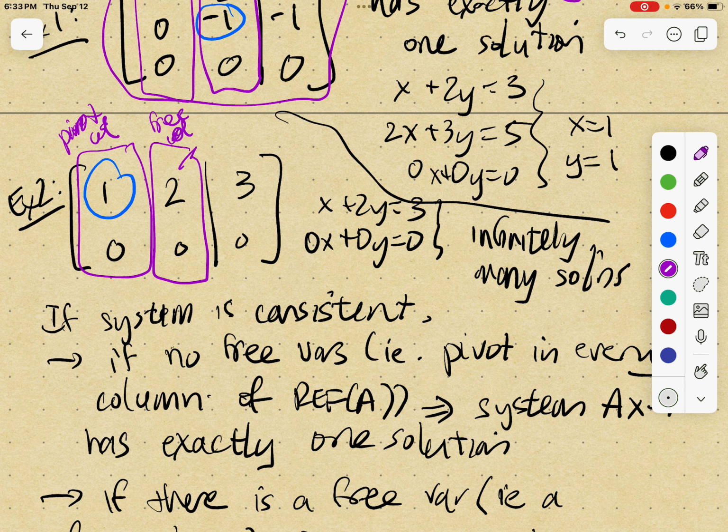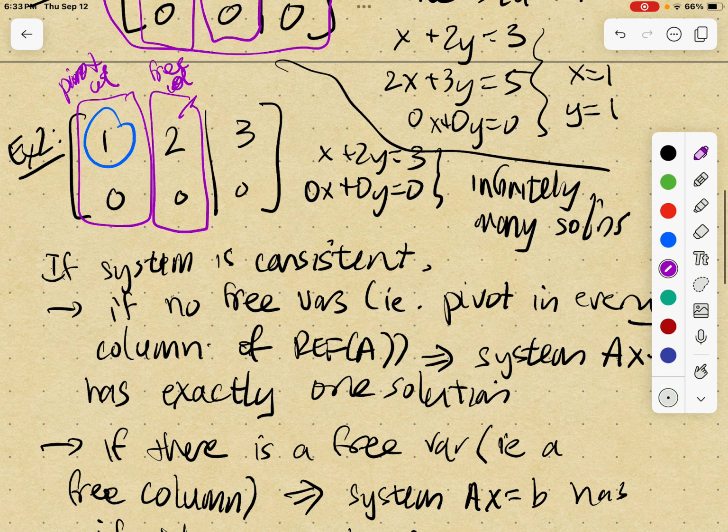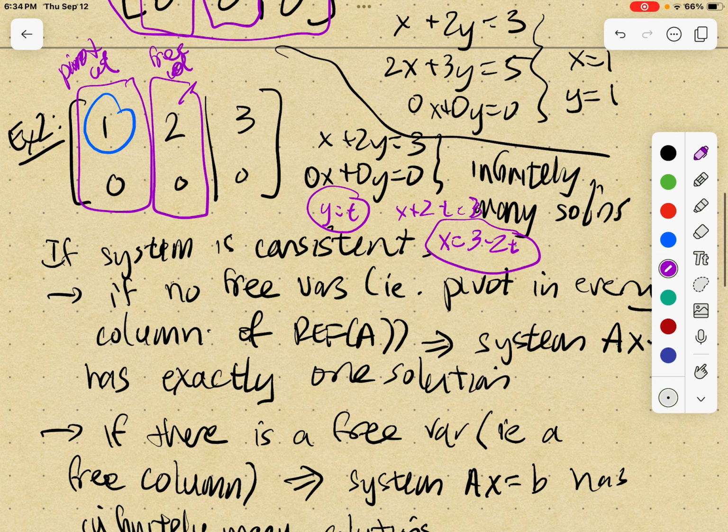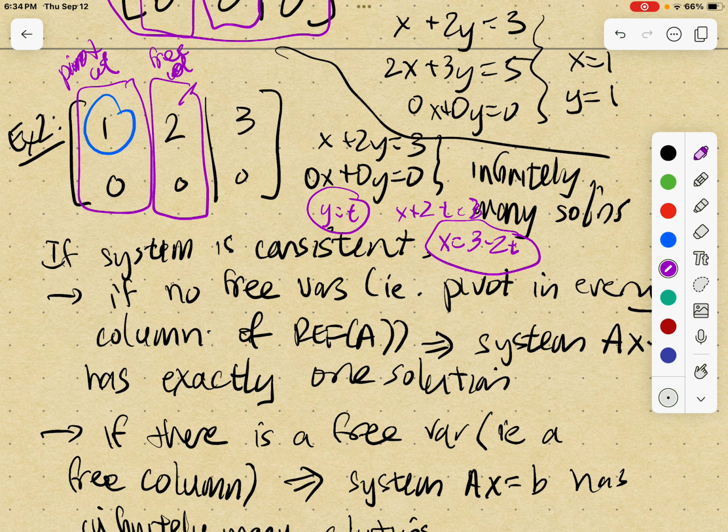And that corresponds to the fact that you can set the second variable to be a free variable. So here your x plus 2y is 3. When you set y equal to t, say, you get x plus 2t is 3, and so x is 3 minus 2t. So your solution is x is 3 minus 2t, y is t, where t ranges over all real numbers. It's the fact that you have a free variable that causes you to have infinitely many solutions.